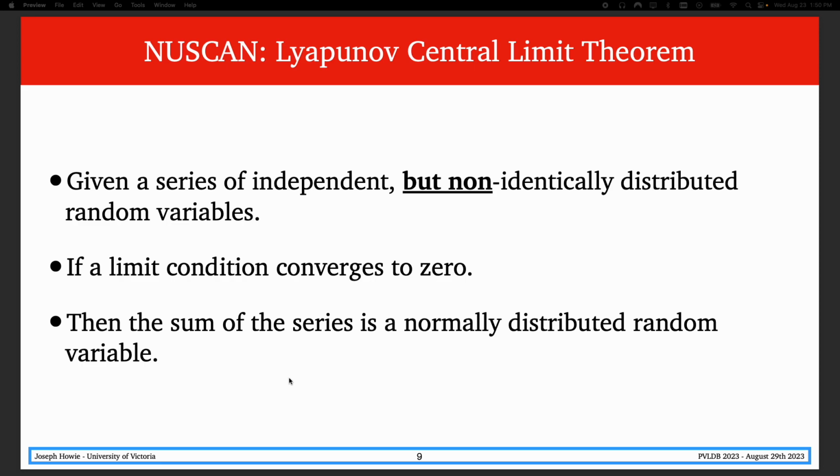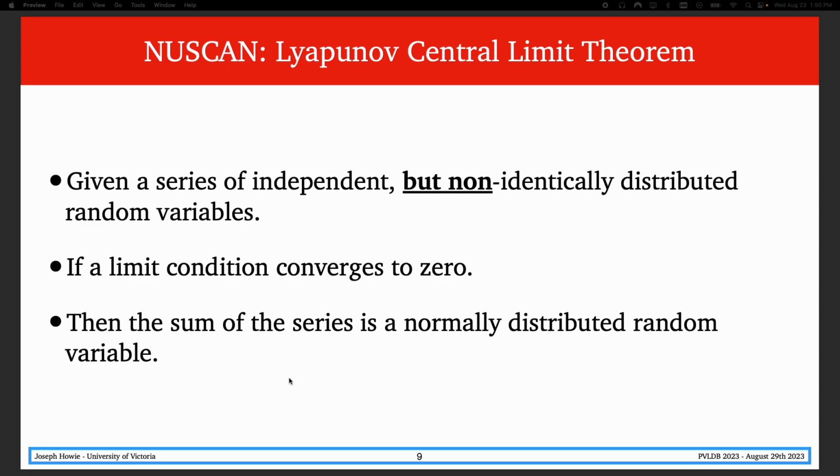Regular central limit theorem, in case you've forgotten, says that you need a sufficiently large series of independent and identically distributed random variables. If you have those two requirements, then you will get a normally distributed random variable when you sum that series. Now, what Lyapunov's central limit theorem says is you can still get the convergence to a normal distribution with non-identically distributed but still independent random variables, as long as there's enough of them and you meet a limit condition. The limit condition says that if a bunch of stuff taken to the limit of a very high n goes to 0, then you are going to get your normal distribution.